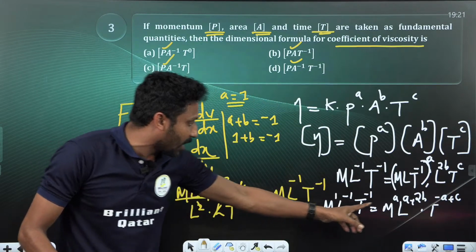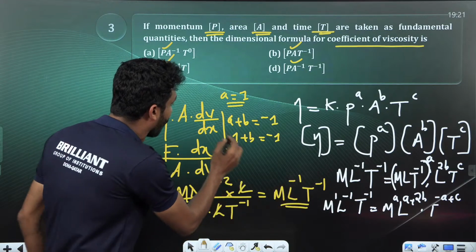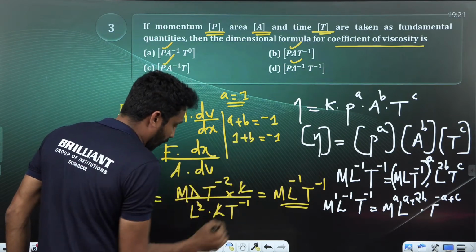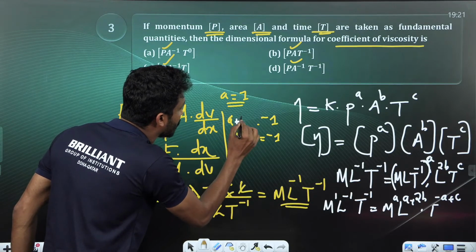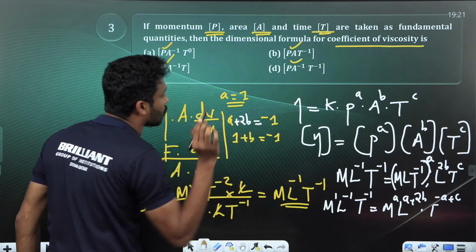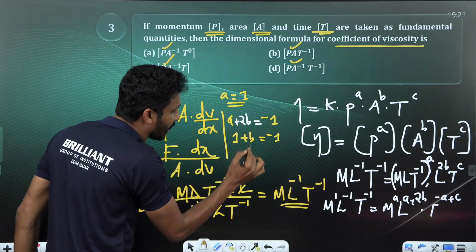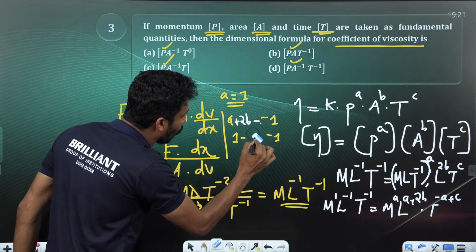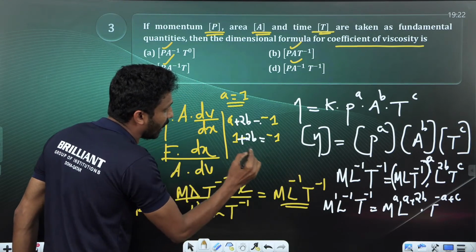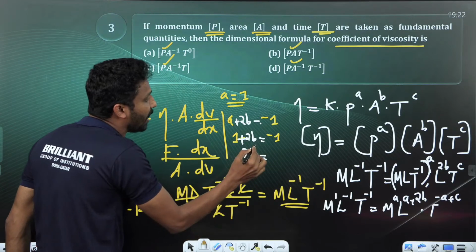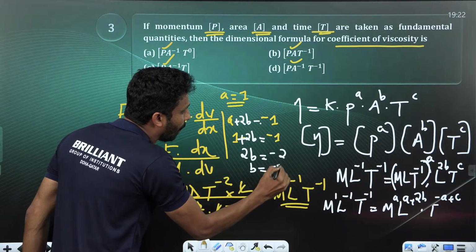Now we can equate the power A plus 2B. What is A plus 2B? A plus 2B is equal to minus 1 only. Okay. Here it is A plus 2B, A plus 2B is equal to minus 1. And what is the value of A? A is equal to 1. Then 1 plus 2B is equal to minus 1. Okay. Then what about 2B is equal to? 2B is equal to minus 2. Then B is equal to minus 1. Yes.